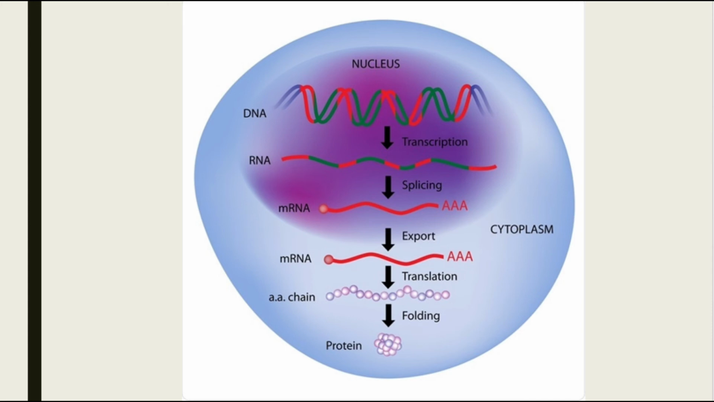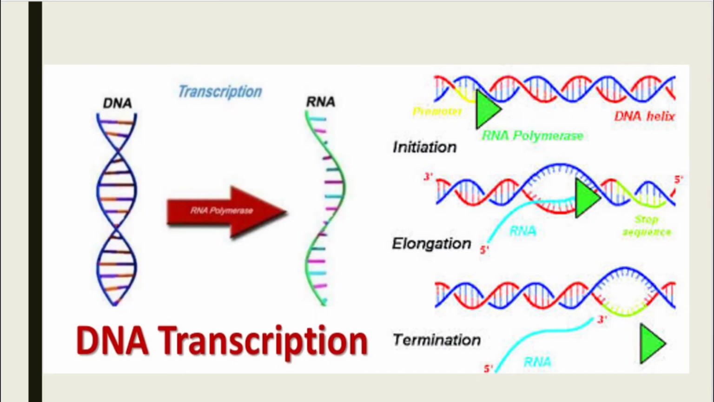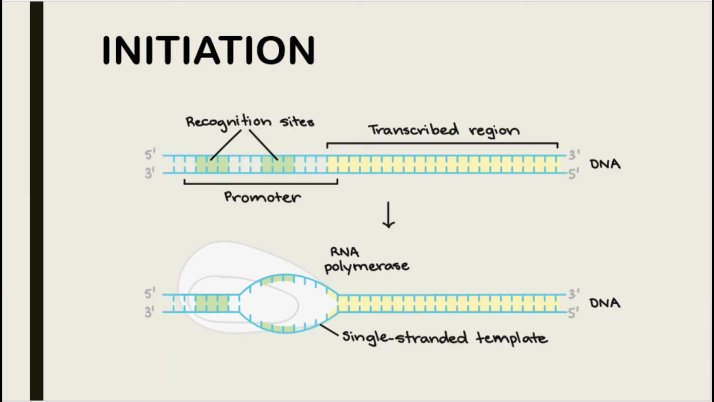Transcription is the first step in gene expression. It involves copying a gene's DNA sequence to make an RNA molecule. Transcription is performed by enzymes called RNA polymerase. Transcription has three stages: initiation, elongation, and termination. For initiation, in the nucleus, RNA polymerase recognizes the recognition site, causing it to bind to the promoter.